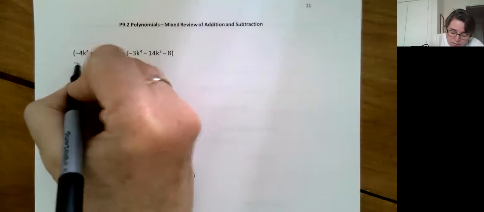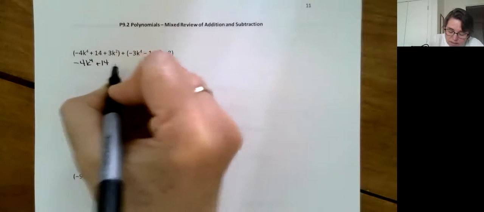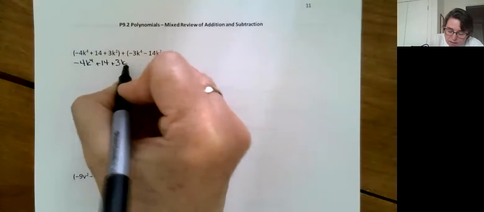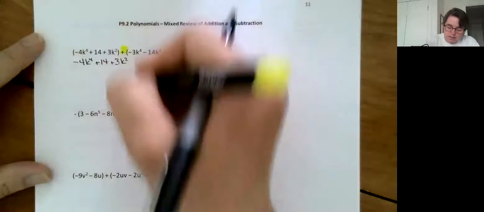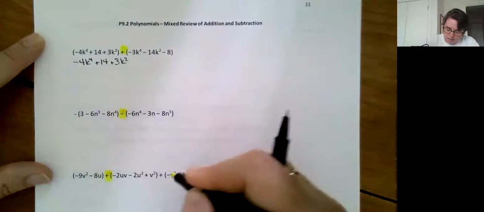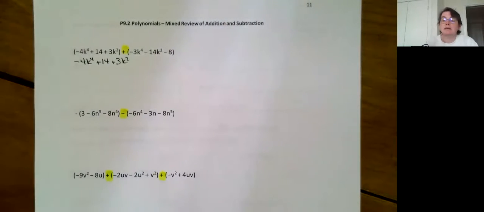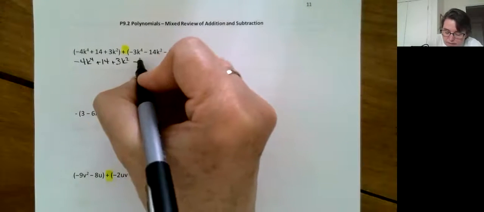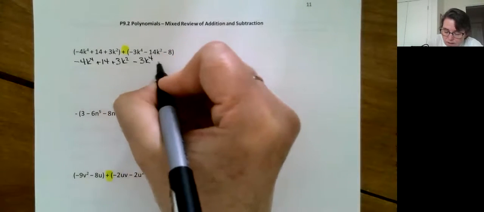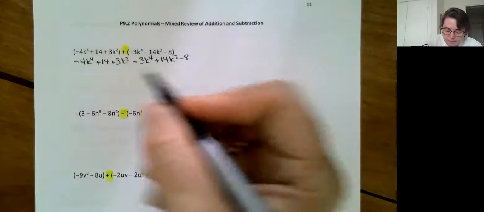Nothing in front, so minus 4k to the fourth plus 14 plus 3k squared. Oh, look, pay attention. It's a plus sign. So that means I just need to bring this line down the way it is. Minus 3k to the fourth plus 14k squared minus 8.